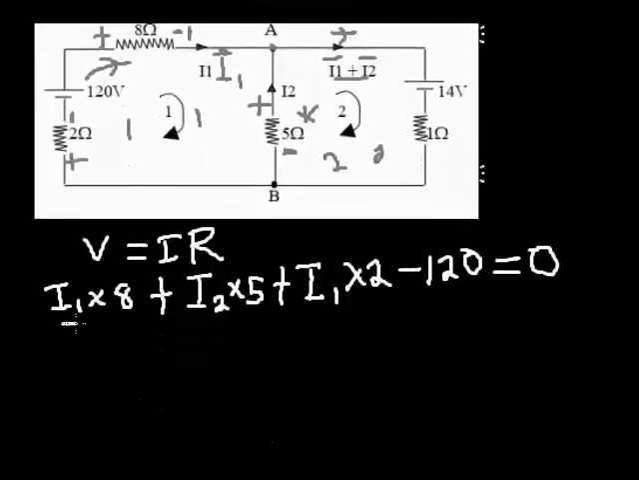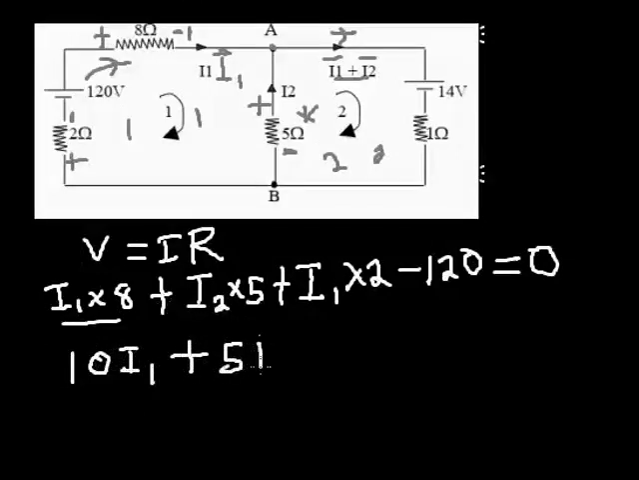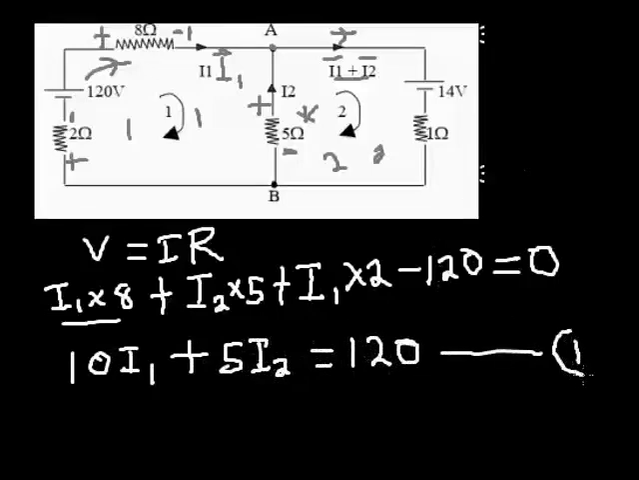So this is going to be 8I1, then plus, I'm adding items now, 2I1. 8I1 plus 2I1 is going to give me 10I1. Then of course plus 5I2. Now equal to, I'll take the minus 120 to the other side because plus 120. This is my equation 1 for loop 1.